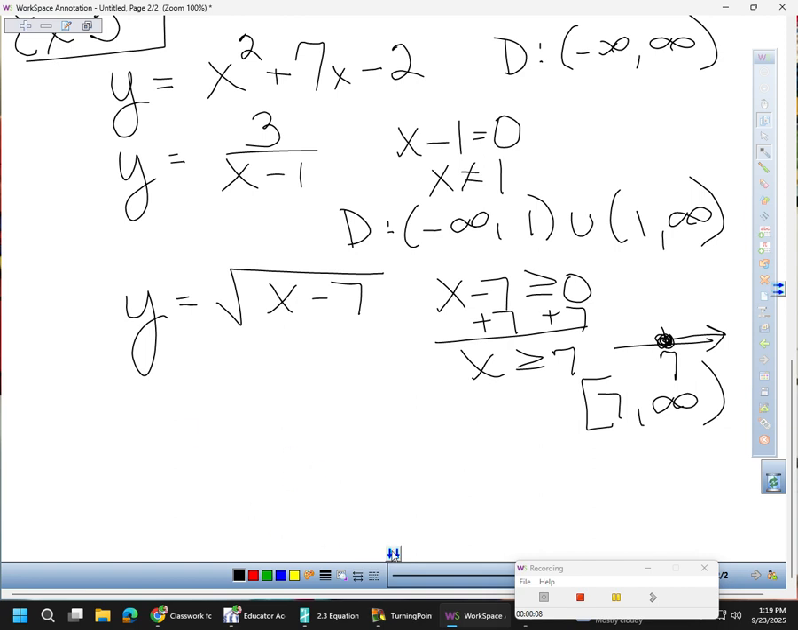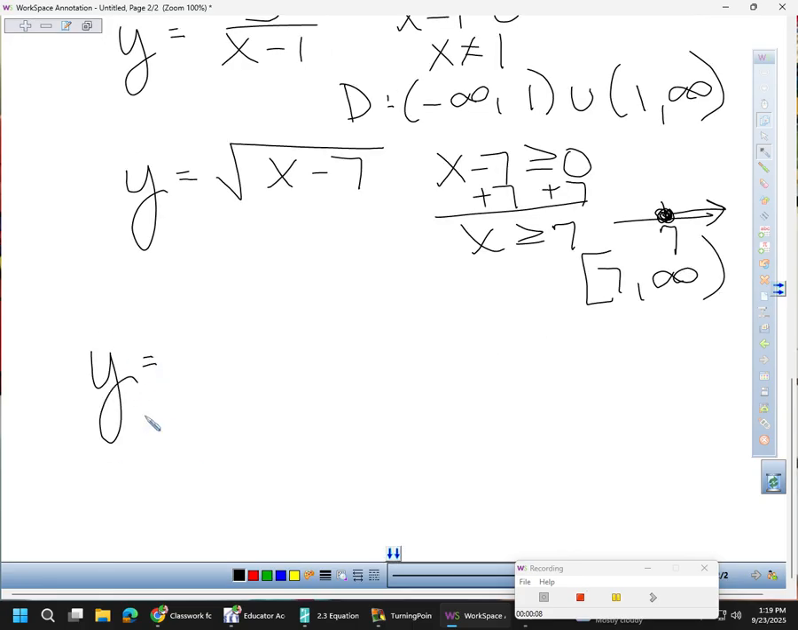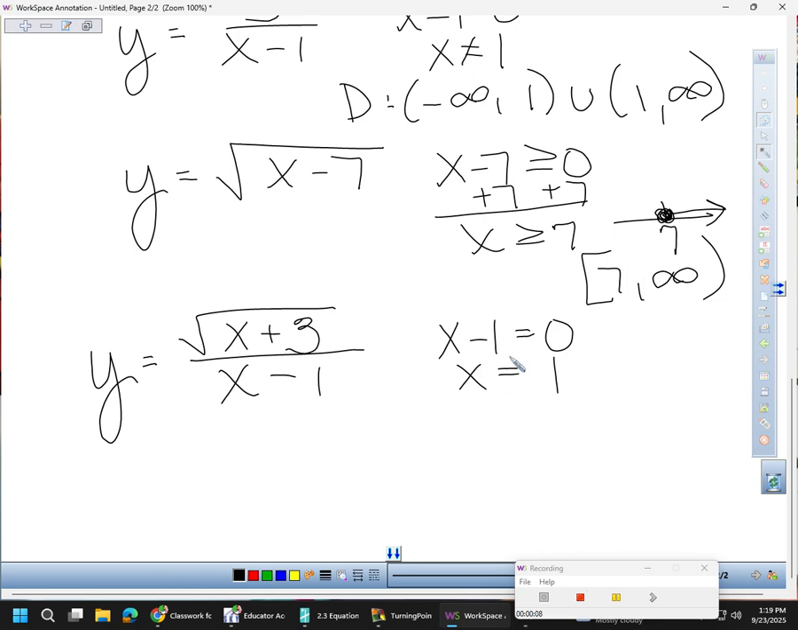All right, so let's try that one. Y equals the square root of x plus 3 over x minus 1. All right, so first of all, is there an x in the denominator? All right, so we're going to start with that. We take the denominator, set it equal to 0, and solve. That's the one spot it can't exist. Is there an x in a square root? So we take what's inside the square root, set it greater than or equal to 0, and solve.